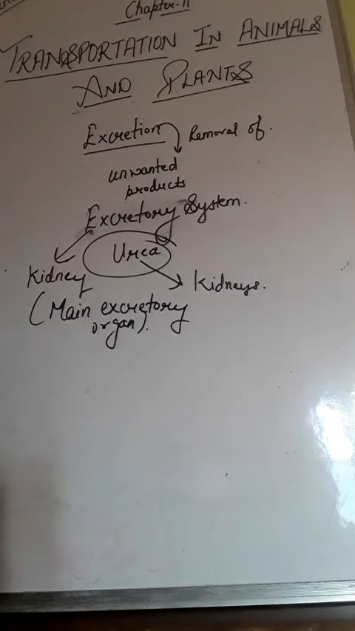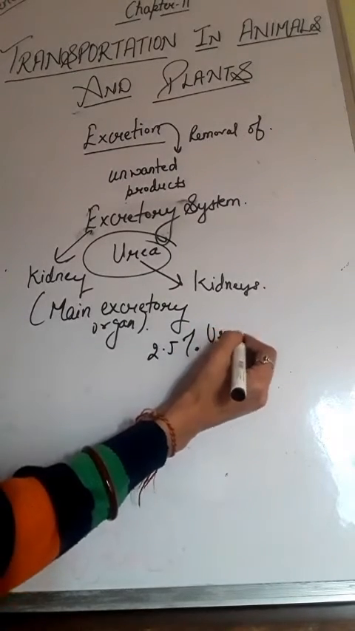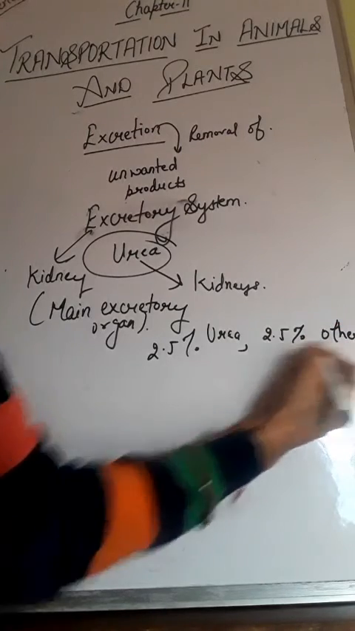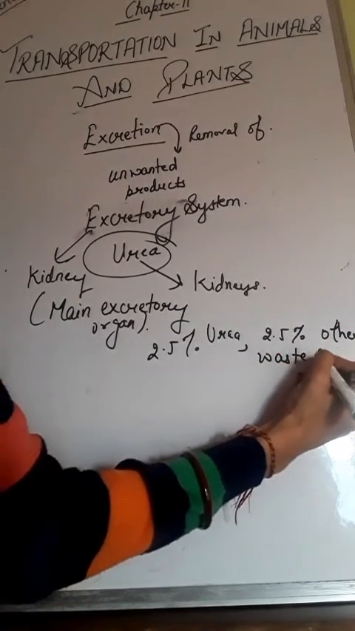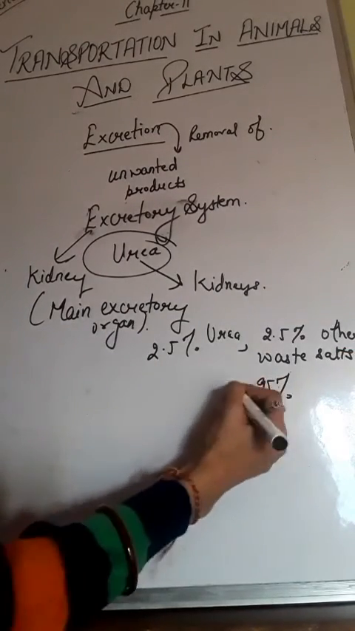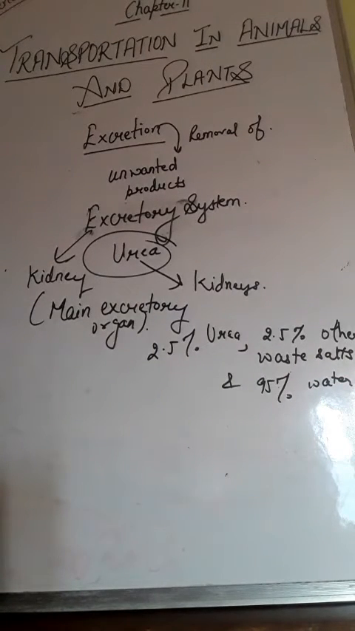So urea and other unwanted salts, when dissolved in water, form a yellowish liquid waste called urine, and it consists of 2.5% urea, 2.5% other waste salts and 95% water, right? An adult human being normally passes out 1 to 1.8 liters of urine per day, and the excretory system collects the urine and removes it.